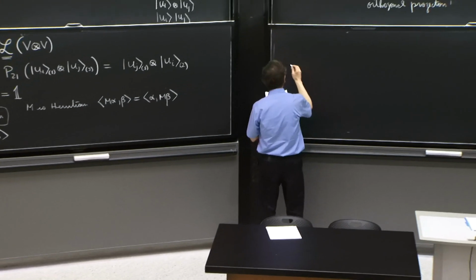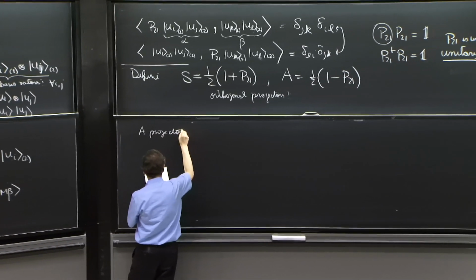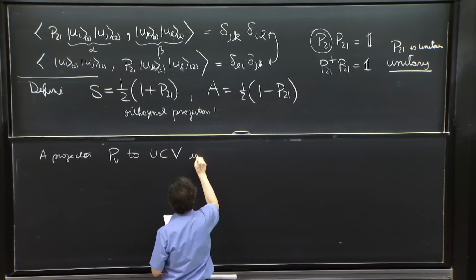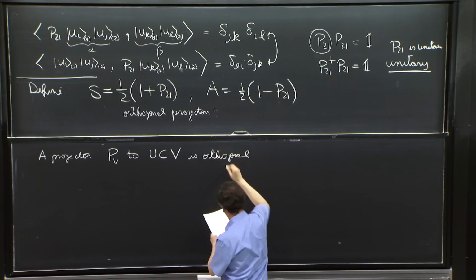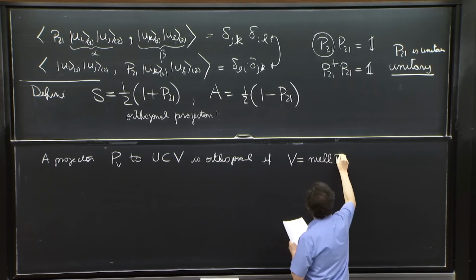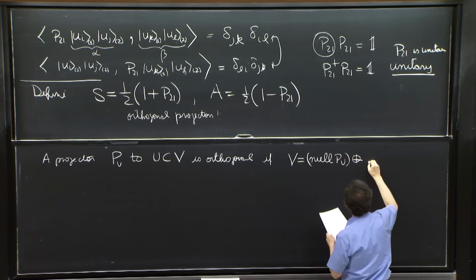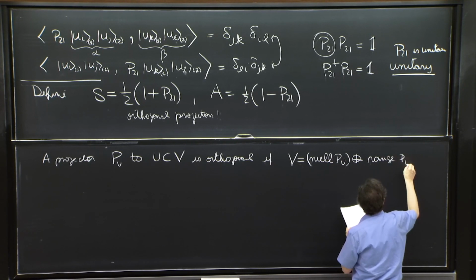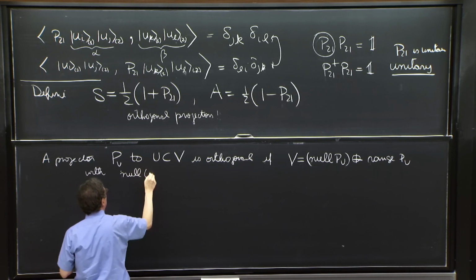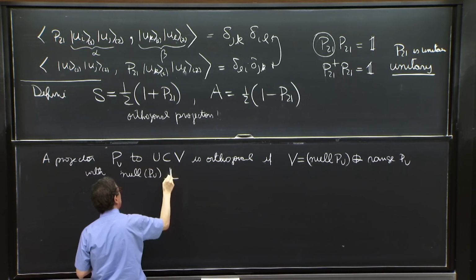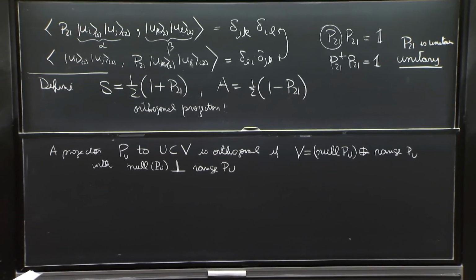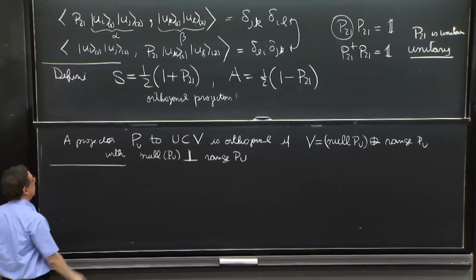So let me say it here. A projector, P sub U, to U subset of V, is orthogonal. So this is 8.05 type stuff. If the vector space can be written as the null space of P_U plus the range of P_U, with null of P_U perpendicular or orthogonal to range of P_U. So this is the definition of an orthogonal projector.